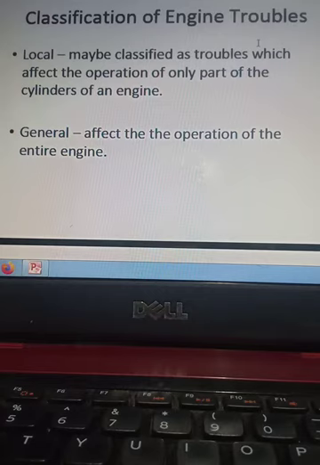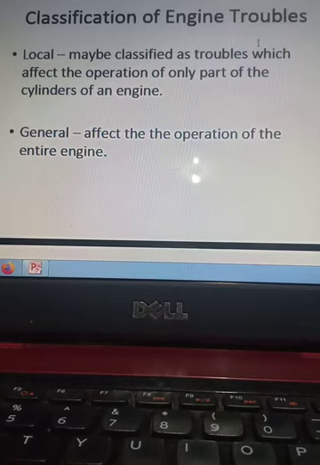Then these engine troubles are classified into local and general. Okay, unsa man ang local? Kung mingon tag local, may be classified as troubles which affect the operation of only part of the cylinder of the engine. Okay, take note. Only part of the cylinder of an engine. Whereas in general, it affect the operation of the entire engine. Okay?